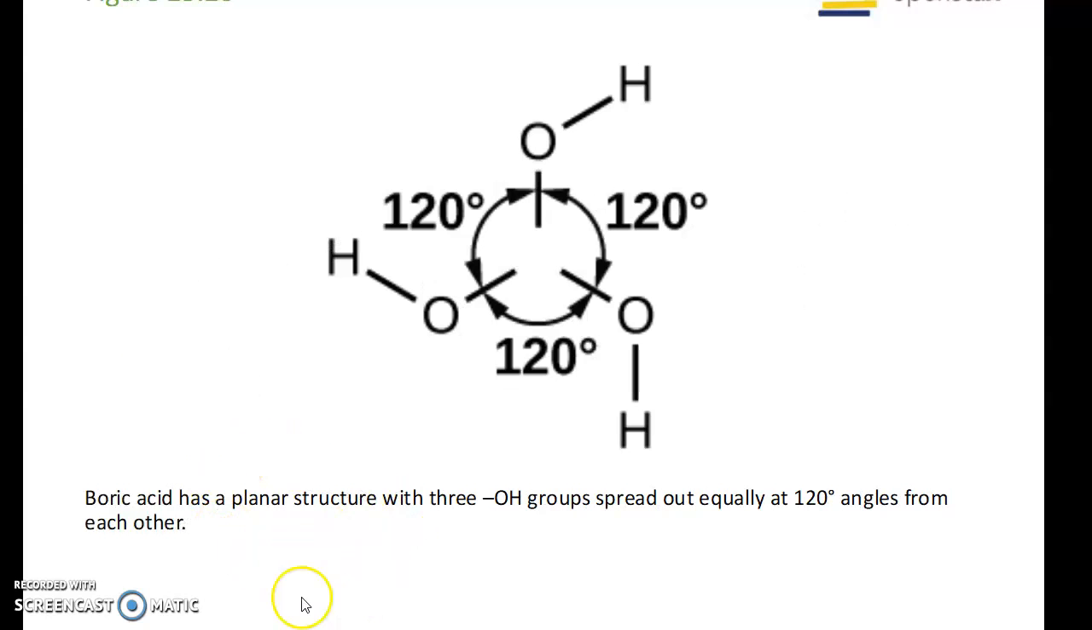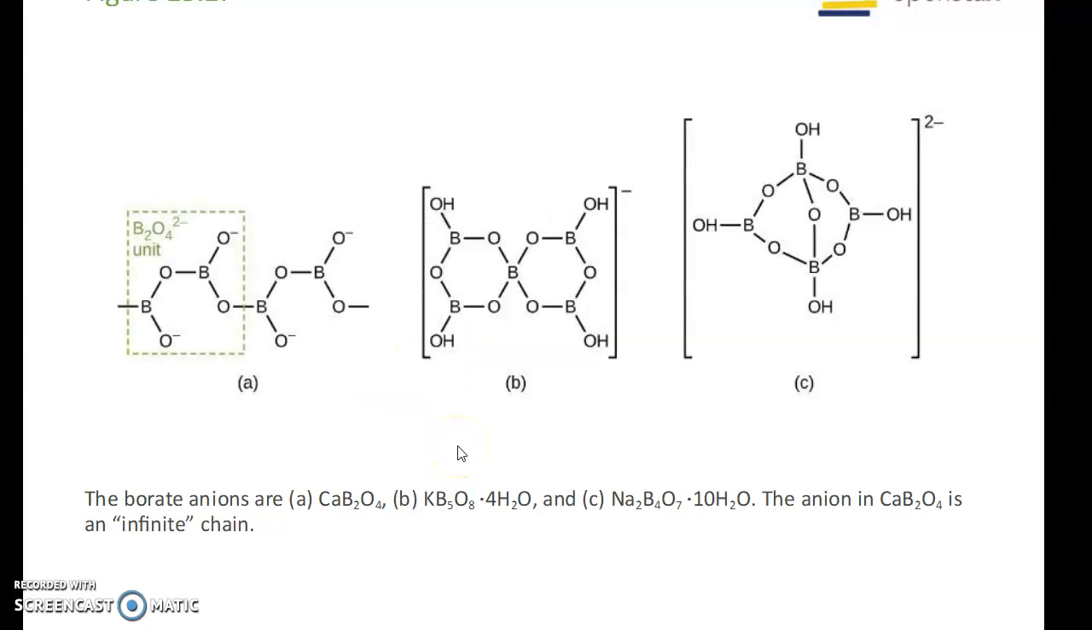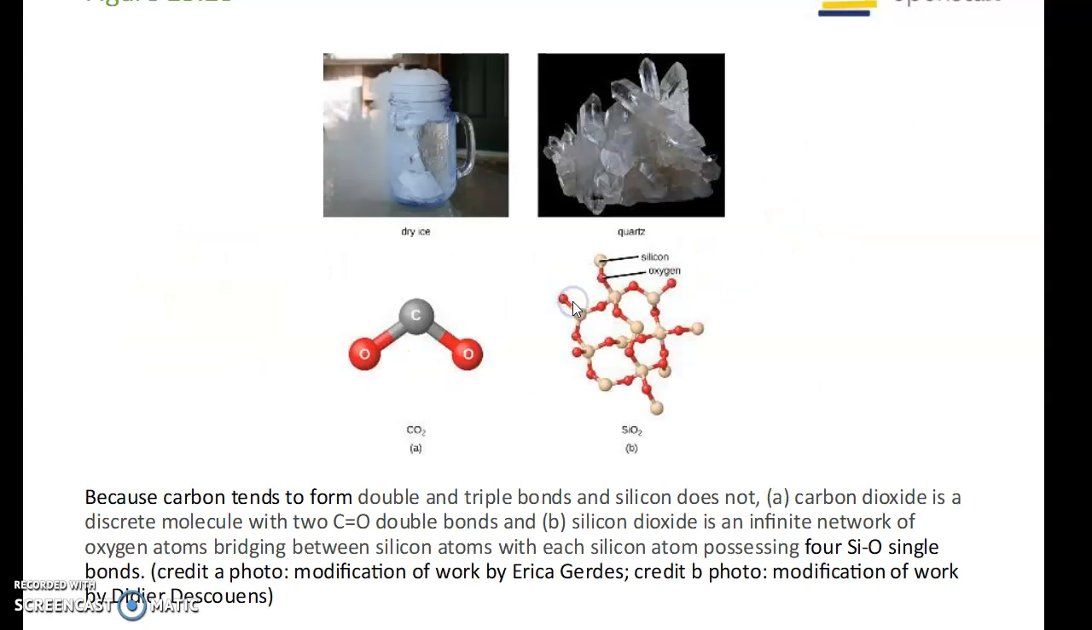This shows you the symmetry for the boric acid, and then there is this one right here for the borate anions, and how they form up into different types of groups, almost forming an infinite chain there. And we're going to stop right there and start with this slide for the next.